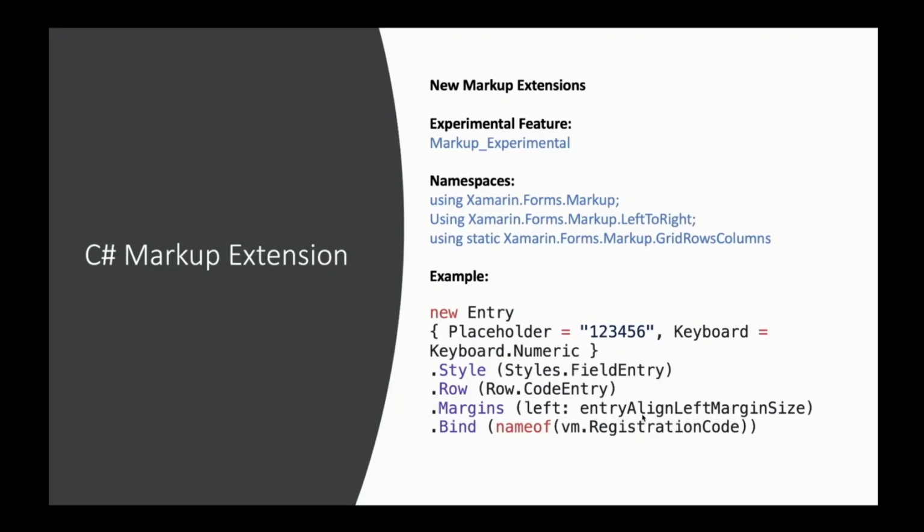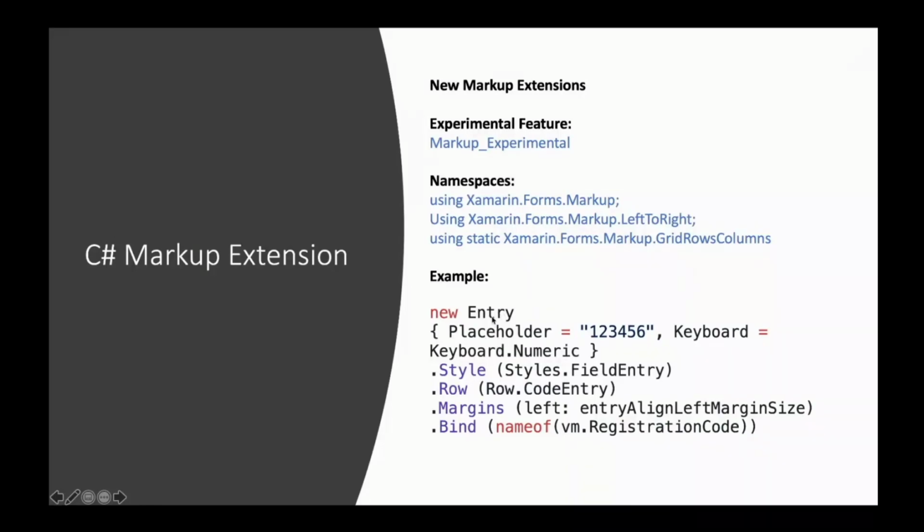So for that, in the previous version, you have that capability, but that was a little bit harder. But with this C# markup extension, we have a few cool extension methods which we can use to create your C# page very easily. This is also one of the experimental features. You have to enable this markup underscore experimental tag, and there are these three namespaces which are part of this markup extension, and this is a small demo.